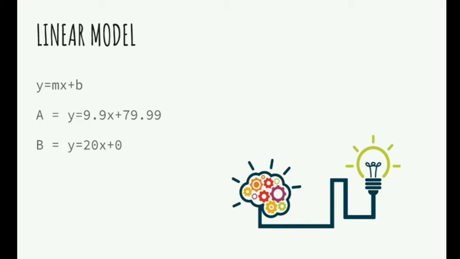So the linear model ends as plan A, y equals 9.9x plus 79.99, and plan B, y equals 20x plus 0.